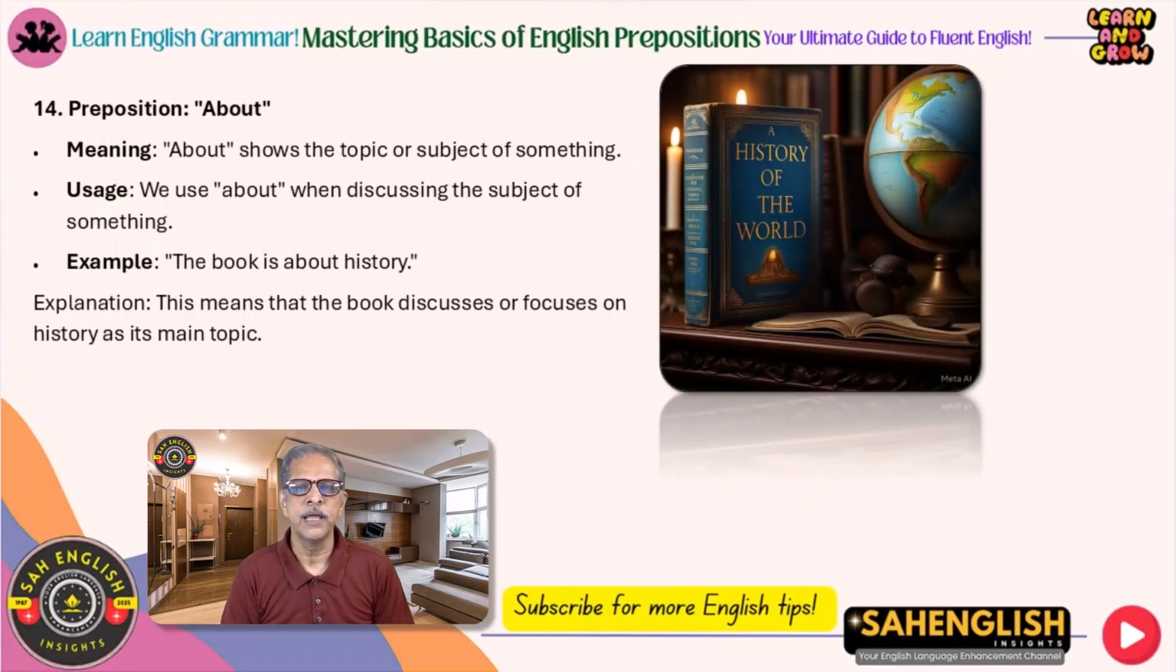14. Preposition about. Meaning: about shows the topic or subject of something. Usage: we use about when discussing the subject of something. Example: the book is about history. Explanation: this means that the book discusses or focuses on history as its main topic.